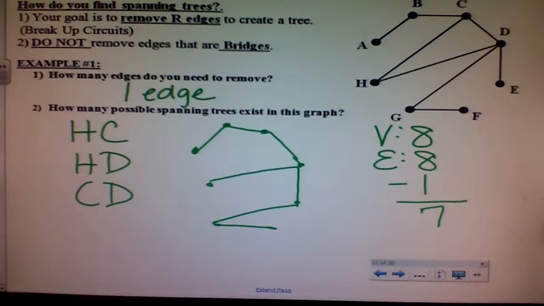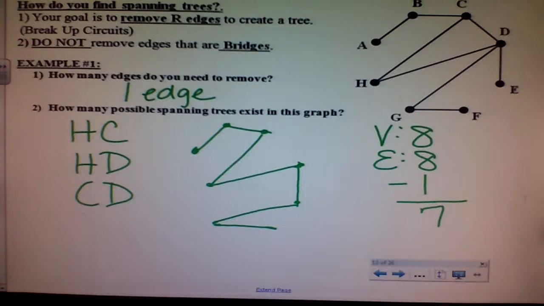If I remove H to D, that means H to C is back in. That's also a tree. If I remove C to D, H to D goes back into play. This is also a tree. So there are 3 different ways to create a spanning tree.